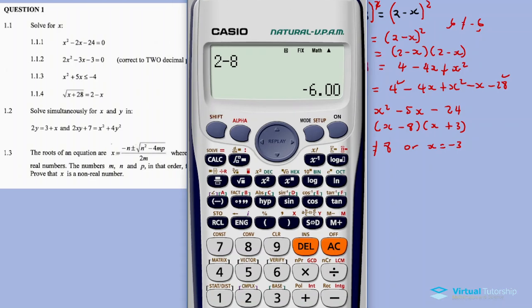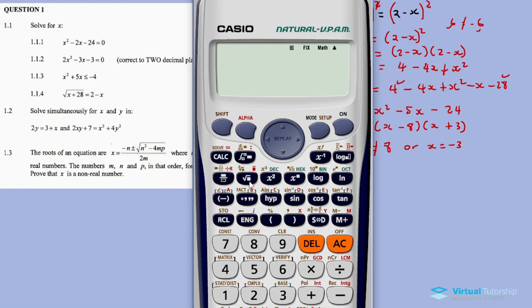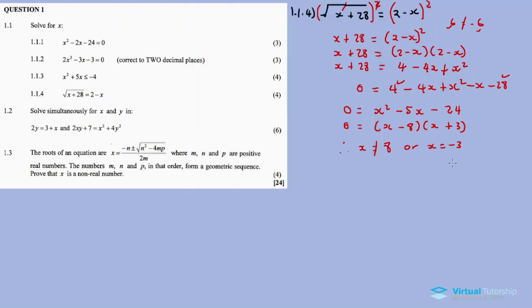Let's check x equal to negative 3. So we have negative 3 plus 28 equal to 5. It's equal to 5, and then 2 minus 3. Our answer is positive 5. So the left is equal to the right. This is our solution. So 1.1.4, we have only one solution, x equal to negative 3.